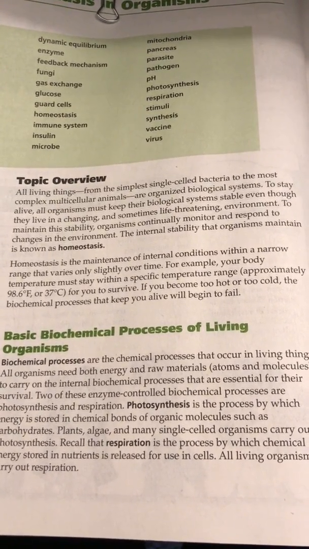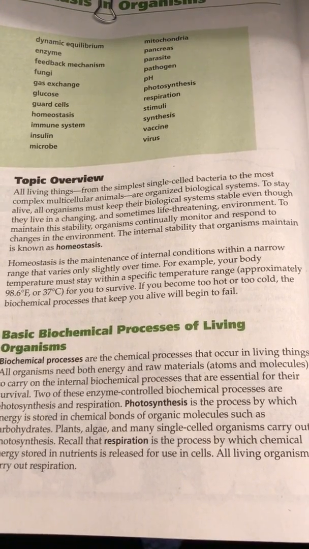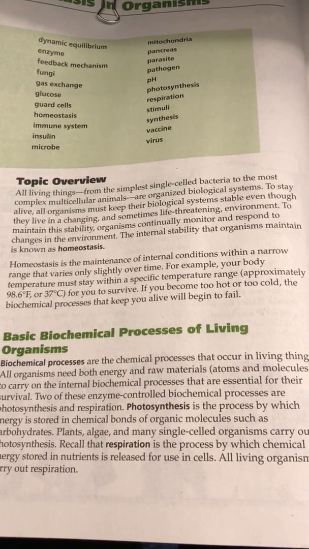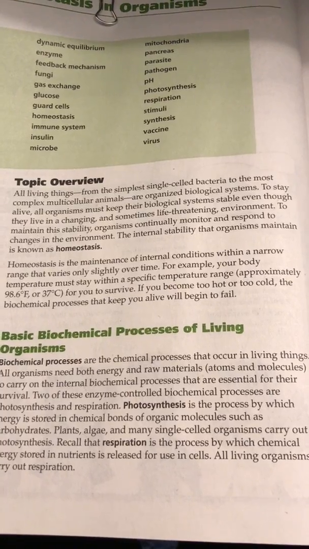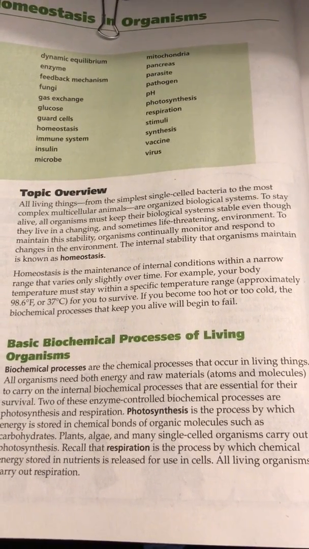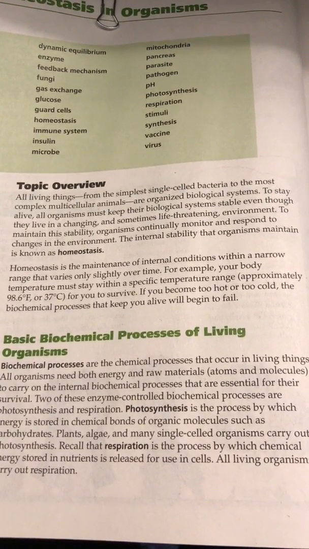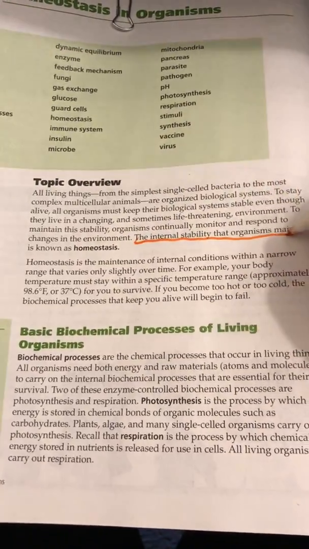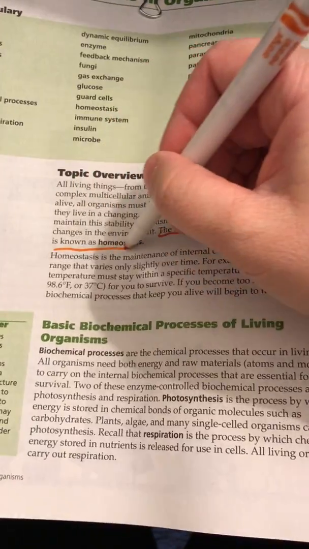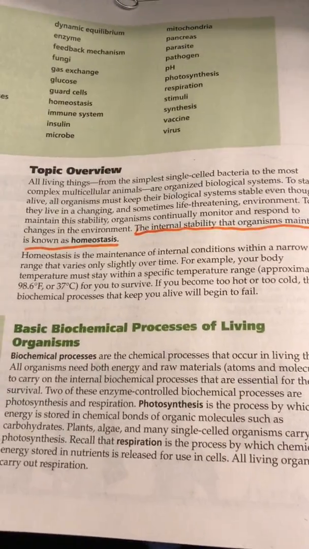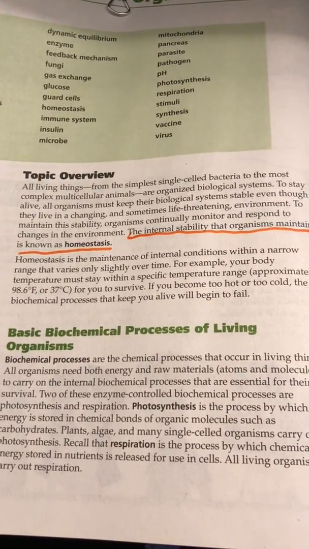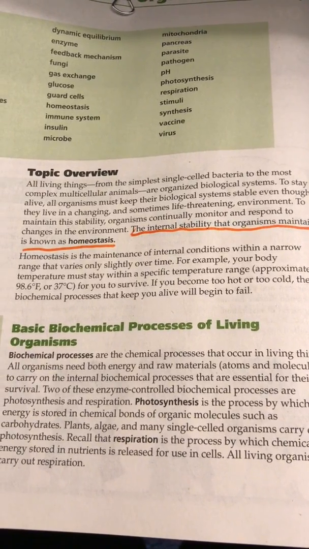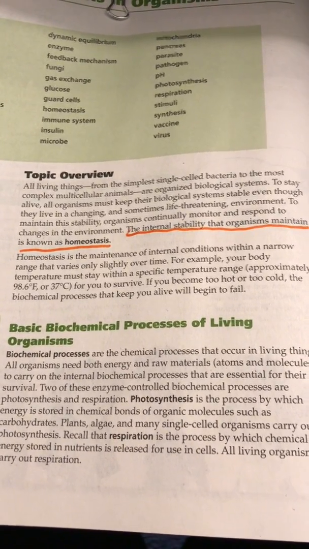To stay alive, all organisms must keep their biological systems stable, even though they live in a changing and sometimes life-threatening environment. To maintain this stability, organisms continually monitor and respond to changes in the environment. The internal stability that organisms maintain is known as homeostasis. Homeostasis is the maintenance of internal conditions within a narrow range that varies only slightly over time.